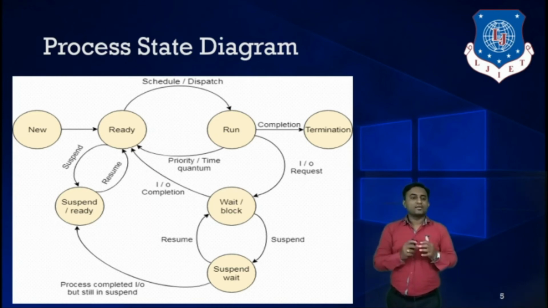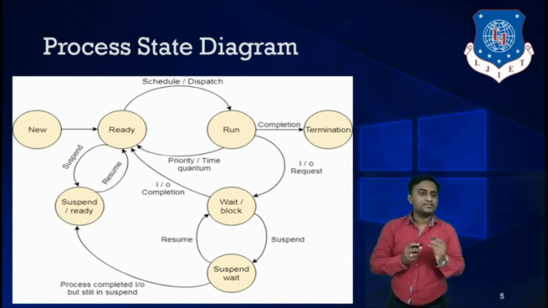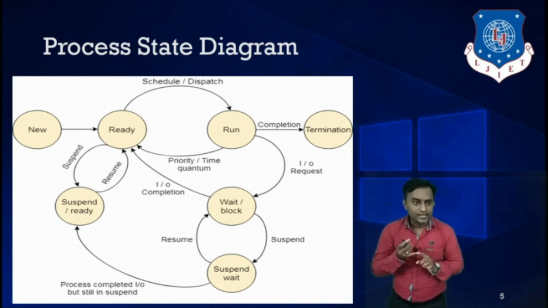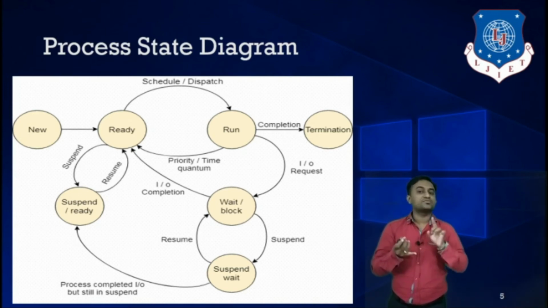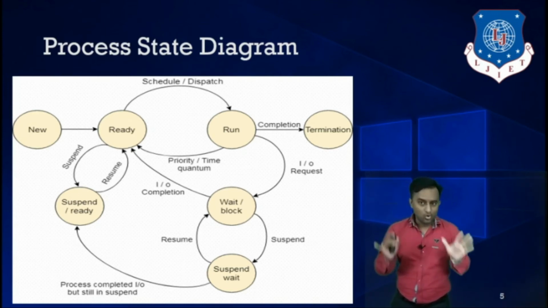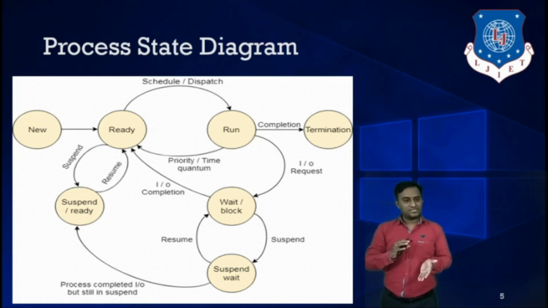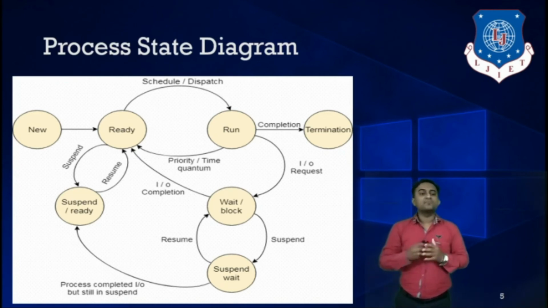There are chances, as I told you, the ready state, running state and waiting, or we say block states, are located in main memory, and new state, suspend ready state and suspend wait states are located into a secondary memory. Yes, so definitely the difference between these two different sets of states is there in terms of storage.